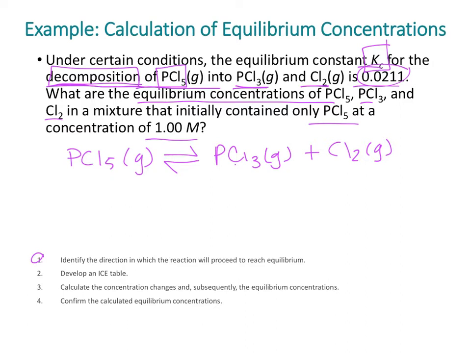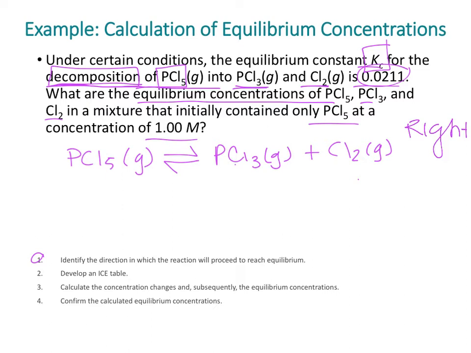Now let's determine the direction in which the reaction will proceed. We know that at the beginning, we don't have any products yet. Remember, at the beginning of any reaction, you will not have any products at all. Because of that, the reaction is going to proceed to make the products. So we know that this reaction will go to the right to start making products.